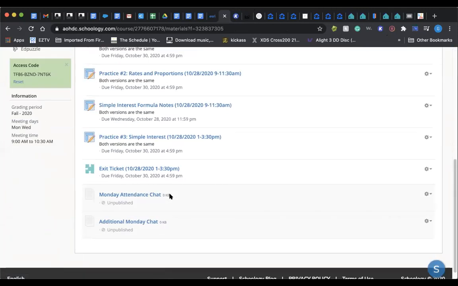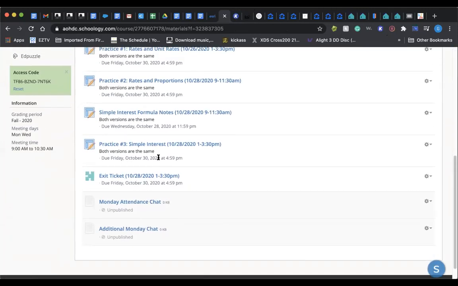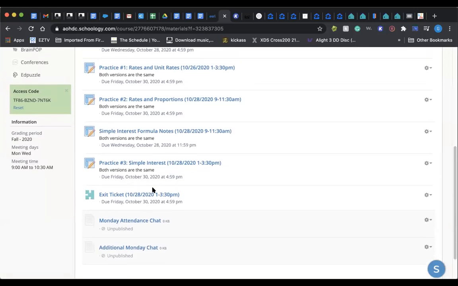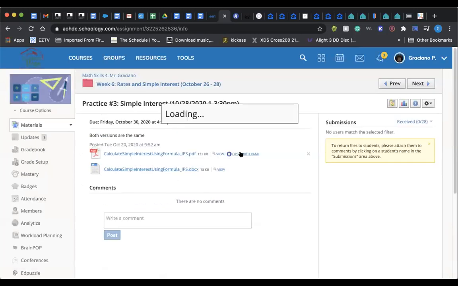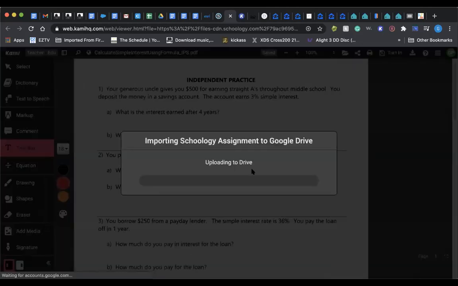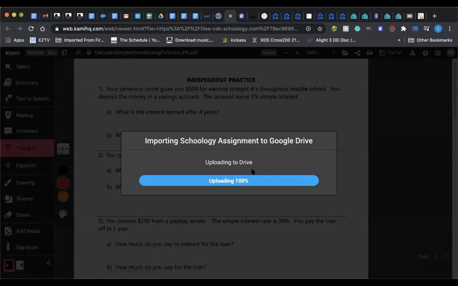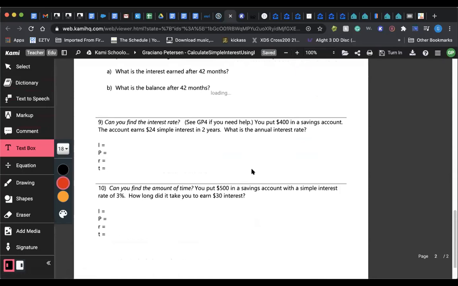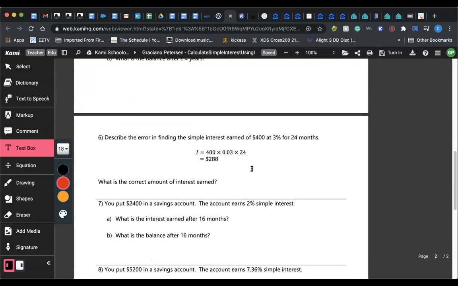For the afternoon time, what I would like you guys to submit, you have two choices. You can do practice number 3, which is on simple interest, or you can do your exit ticket, which is on both rates and simple interest. Practice number 3 for simple interest is just a worksheet, using your simple interest formula. It'll give you the information, and there are just 10 problems on simple interest.